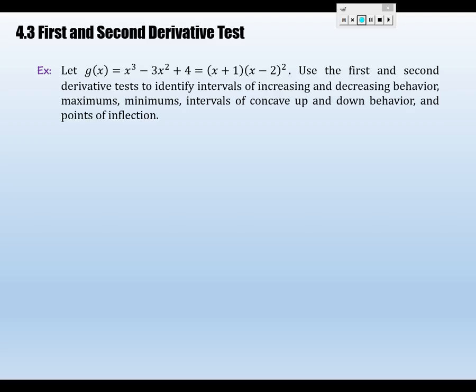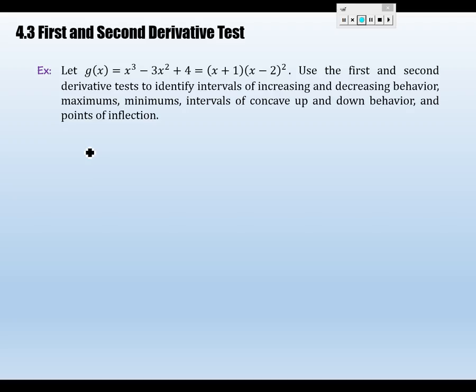Let's actually find this for the cubic. We already have a notion of how it looks, so maybe this is a good first one to do. Let's use the first and second derivatives to test for all the things we said we could test for. Let's see if we can find the intervals where it increases and decreases. Let's see if we can find places where there are maximums and minimums. Let's find places where it's concave up and down and its point of inflection. So I think we're going to need a first and a second derivative if you haven't done so already. So let's do that.